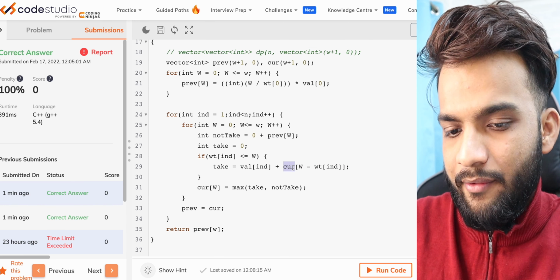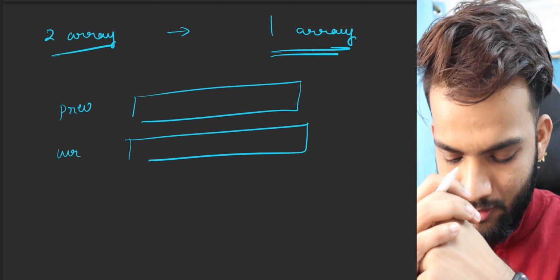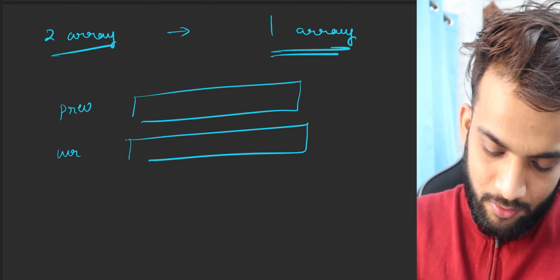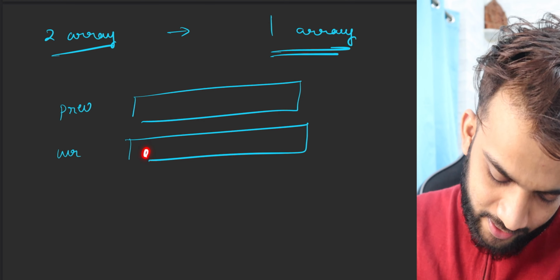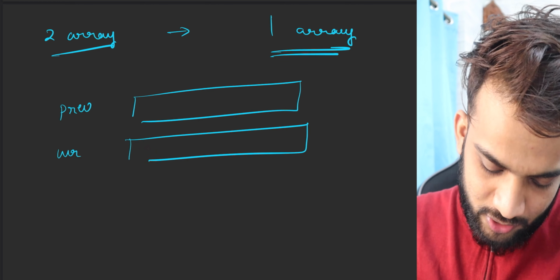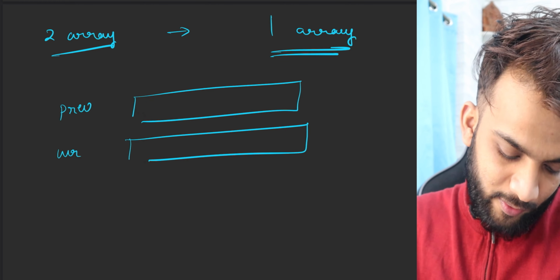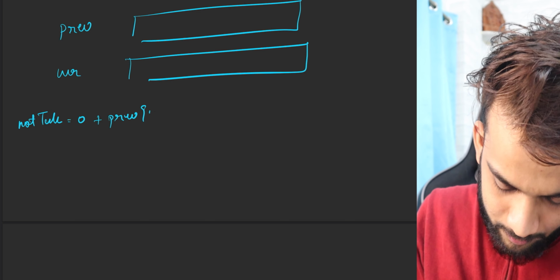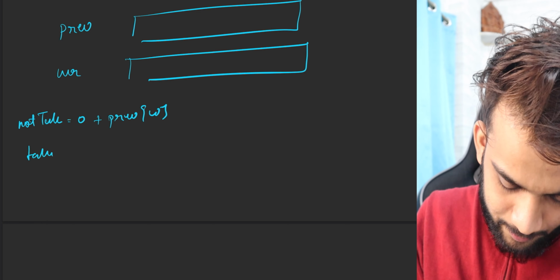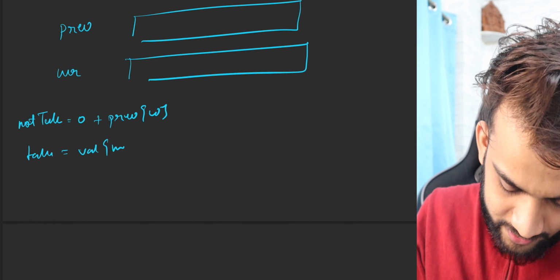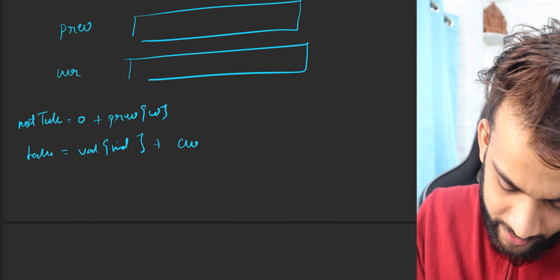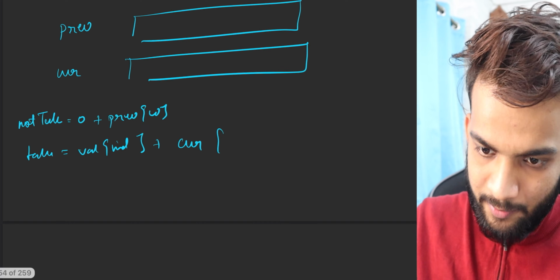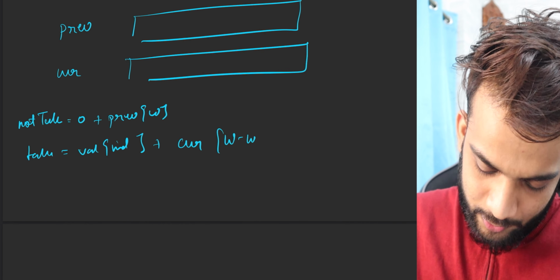Can I say this is the current? Right? And what am I doing? In order to compute this, what am I using? I'm using this, so let's write down the lines. Not take is nothing but 0 plus previous of w. Take is nothing but value of index plus current of w minus wt index.